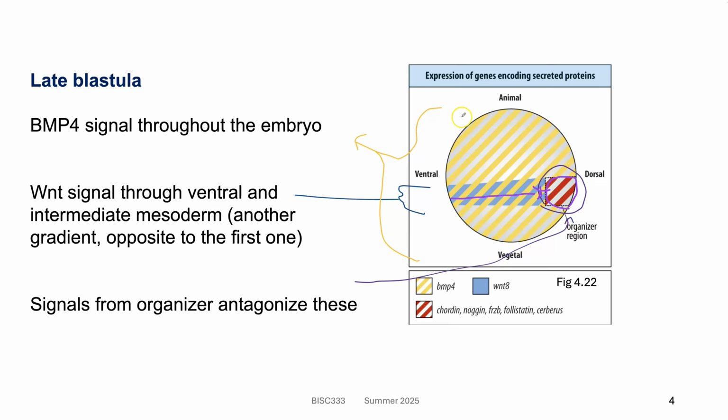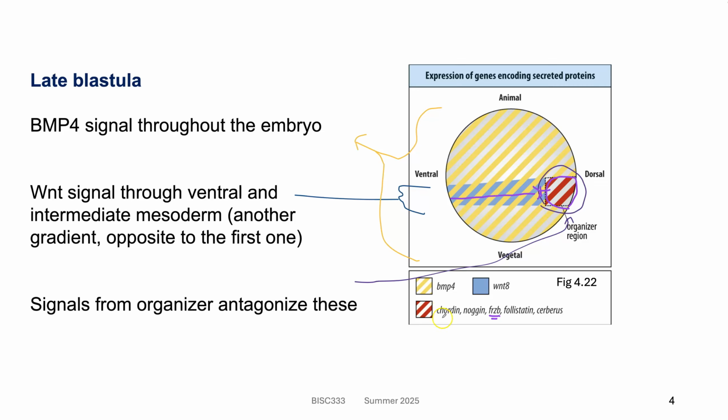Also, BMP4, another one of these TGF-beta family members, is expressed and signaling throughout the embryo, but again, signals from the organizer are repressive or counteracting, because they don't necessarily stop expression, but they stop the signaling of the genes. For example, Frzb binds to the Wnt8 protein and prevents it from being able to signal, but it doesn't stop the protein from being there, right?